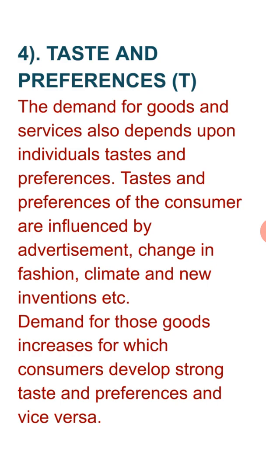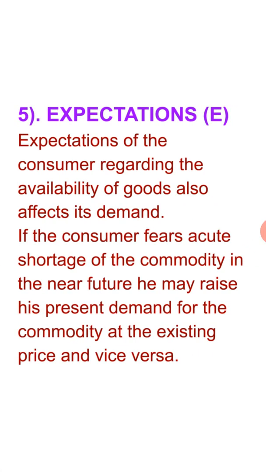Demand for those goods increases, ऐसे गुड्स की डिमांड इंक्रीज होगी जिसके फेवर में कंज्यूमर का टेस्ट एंड प्रेफरेंसेस डेवलप होंगे, और ऐसे गुड्स की डिमांड डिक्रीज हो जाएगी जिसके अगेंस्ट में कंज्यूमर के टेस्ट और प्रेफरेंसेस मूव करेंगे. Next, that is the expectations, and it is the expectations regarding the availability of goods in the near future. If consumer fears acute shortage of the commodity in the near future, he may raise his present demand for the commodity at the existing prices and vice versa.